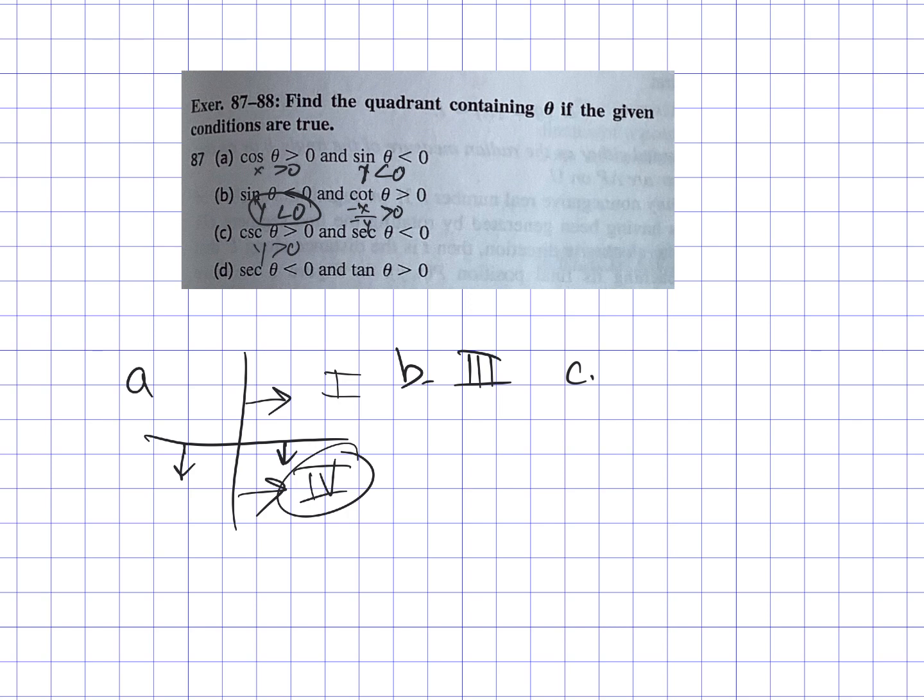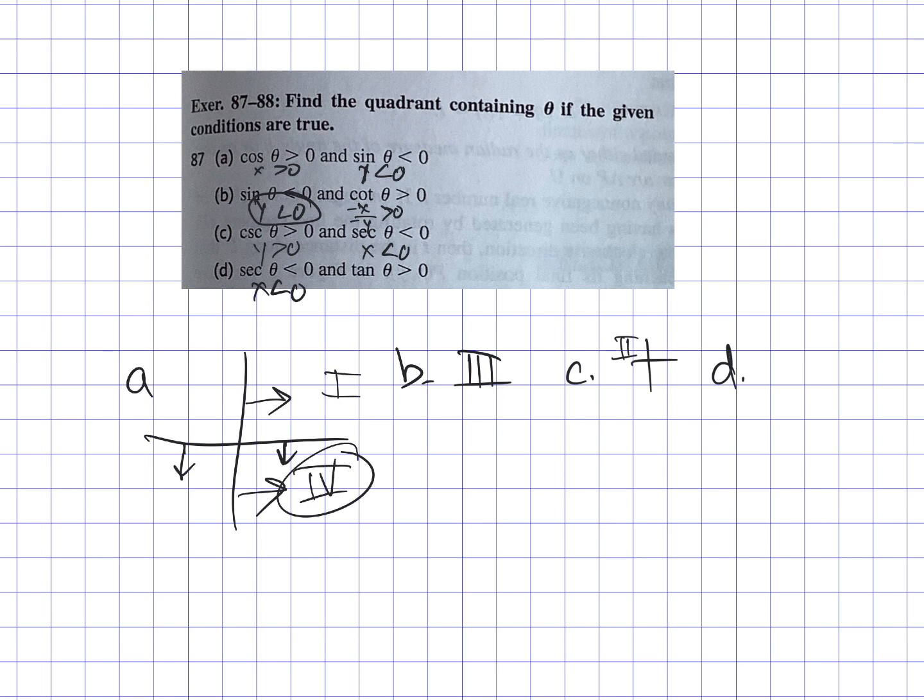Y value is positive. Secant is the x value, and x is negative. Where is x negative and y positive? X is negative and y is positive in the second quadrant. And D, secant goes with cosine, so that's x.